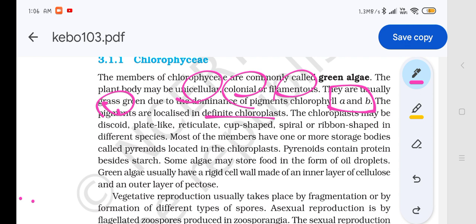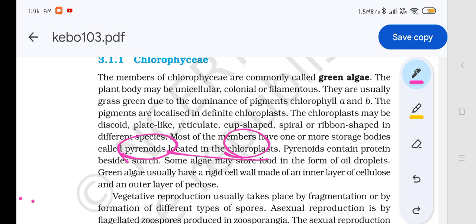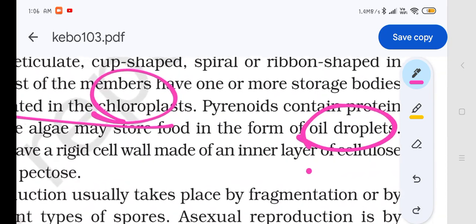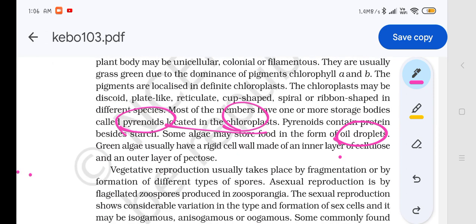The chloroplast may be discoid, plate-like, reticular, cup-shaped, spiral, or ribbon-shaped in different species. Most of the members have one or more storage bodies called pyrenoids located in the chloroplast. Pyrenoids contain protein besides starch. Some algae may store food in the form of oil droplets. So the food is starch and oil droplets.